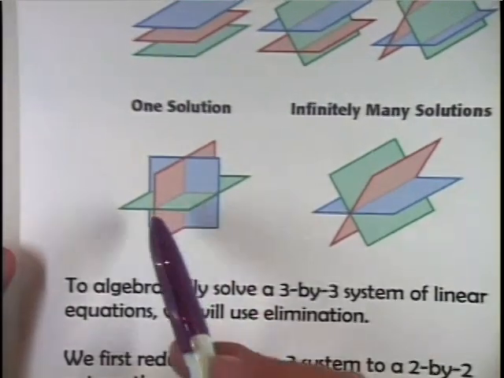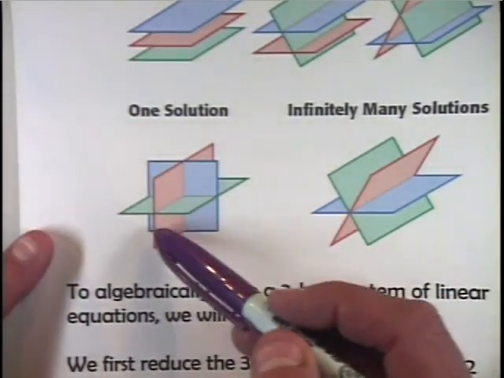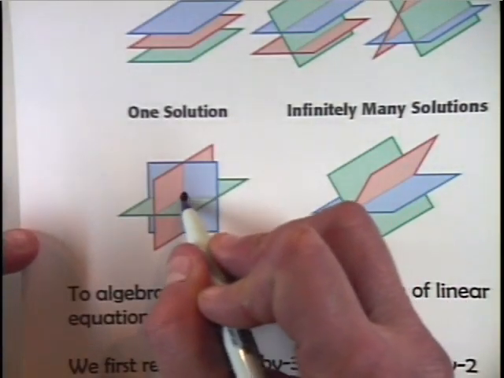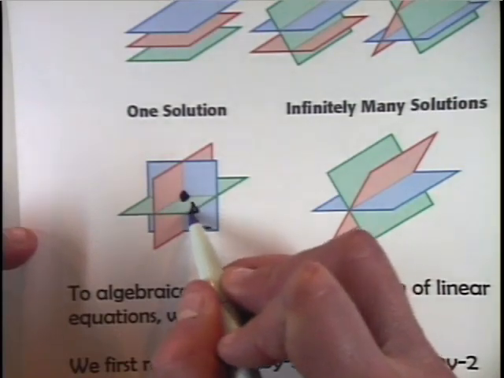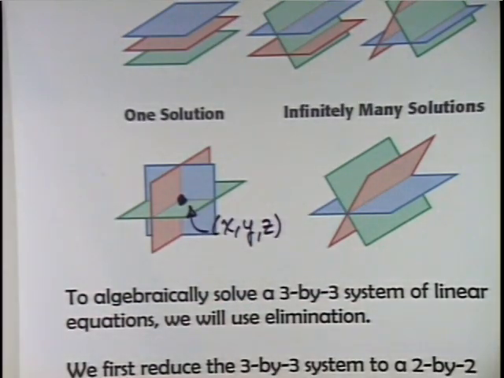Well, the one solution case is, again, the cross-section of that apartment or office building. I've got the blue, the red, and the green, and they're all slicing through each other at a single point right there. And that point would be the unique solution, the ordered triple x, y, z. And that's going to be the most common type that we come across.